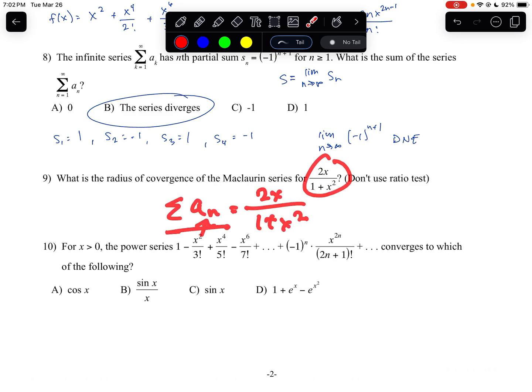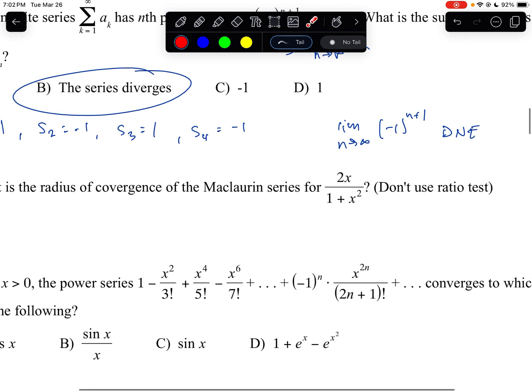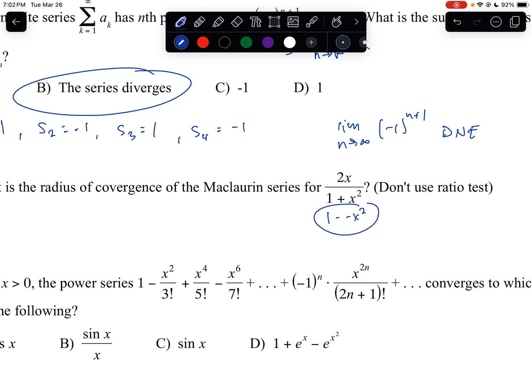Well, if that's what this series is becoming, this looks an awful lot like a sub 1 over 1 minus r, right? Well, yeah, this is then a geometric series. It's a power series and it's a geometric series, where the first term is 2x, and r, the common ratio, well, let's do just a little bit of algebra. 1 minus negative x squared is the same thing as what we have here, so therefore my ratio is negative x squared.